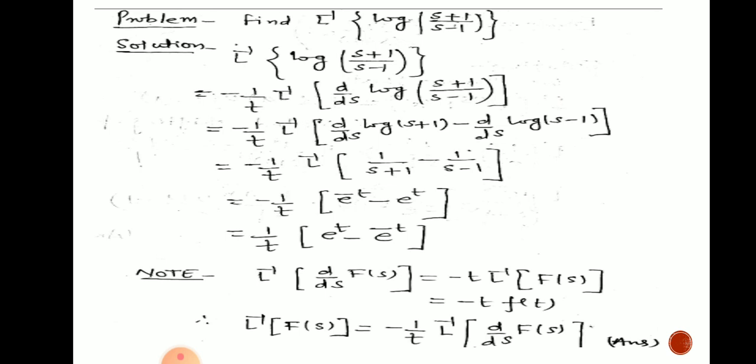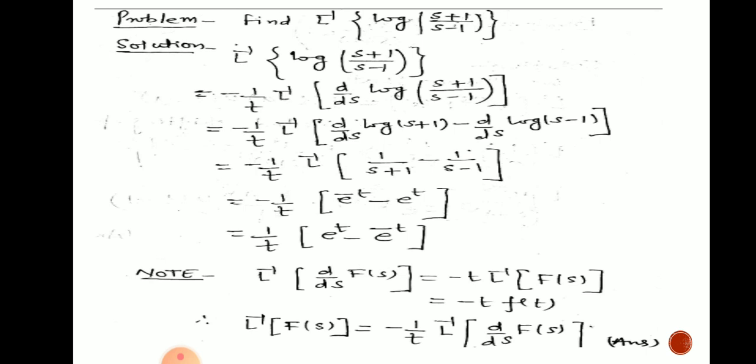Now look at here. The derivative of log(s+1) with respect to s is equal to 1 upon s plus 1. The derivative of log(s-1) is equal to 1 upon s minus 1. So this is equal to minus 1 by t e to the power minus t and minus e to the power t. Here we are using the general formula of Laplace inverse.